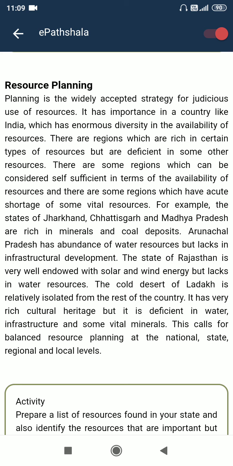For example, states of Jharkhand, Chhattisgarh and Madhya Pradesh are rich in minerals and coal deposits. Arunachal Pradesh has abundance of water resource but lacks in infrastructural development. The state of Rajasthan is very well endowed with solar and wind energy but lacks in water resource. The cold desert of Ladakh is relatively isolated from rest of the country. It has very rich cultural heritage but it is deficient in water infrastructure and some vital minerals. This calls for balanced resource planning at national, state, regional and local levels.